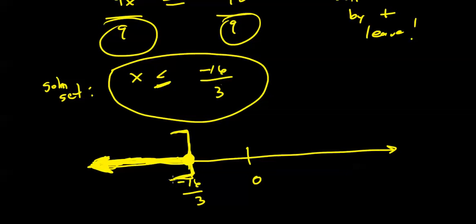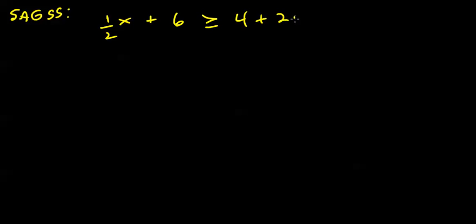Alright, let's see, let's do a couple more in this vein with some fractions to deal with. Solve and graph solution set is my time-saving acronym. 1/2 x plus 6 is greater than or equal to 4 plus 2x. Alright, I want to find all the x values to turn this inequality into a true statement. Of course, I want to get rid of the fraction, and I can do that easily by multiplying both sides by positive 2. I leave the arrow alone because I'm multiplying by a positive.